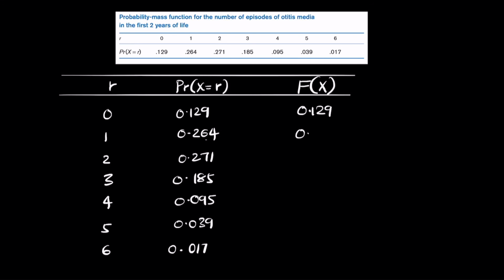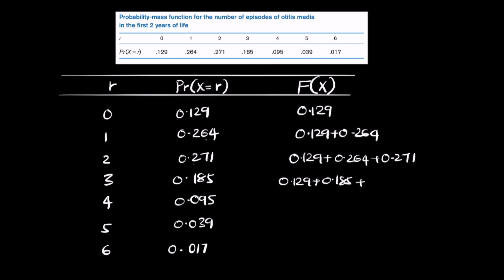So the second one will become 0.129 plus 0.264. For the next event, you are going to write the sum of all the probabilities that are before it: 0.129 plus 0.264 plus 0.271. Next, for the third event, you write the probabilities of all the events before that, so it will be 0.129 plus 0.264 plus 0.271 plus 0.185.